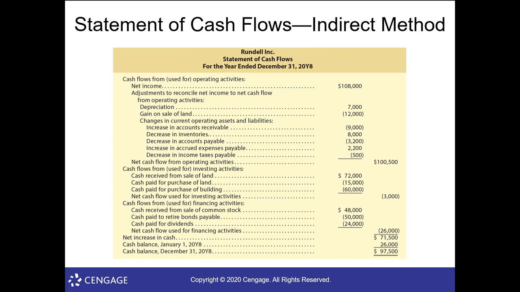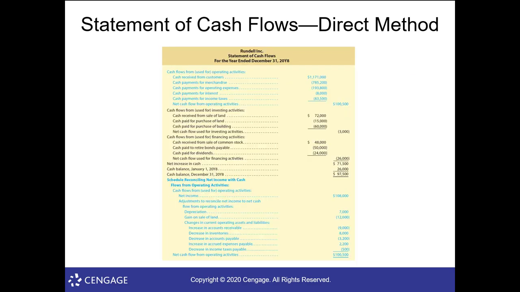The difference between this and the direct method is that the direct method would have calculated the net cash received from customers, the cash payments for merchandise, for operating expenses, for interest and taxes. We still would have come up with the positive $100,500 in net cash flows from operating activities. The investing and financing is the same. And that's it. Okay.